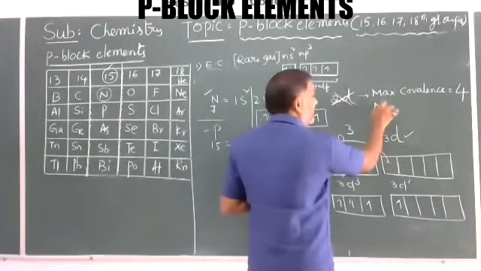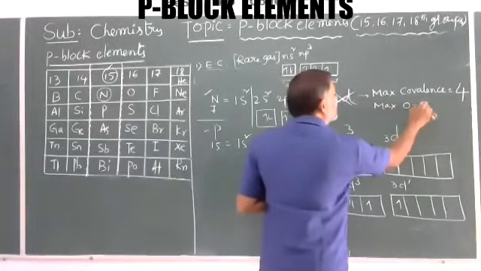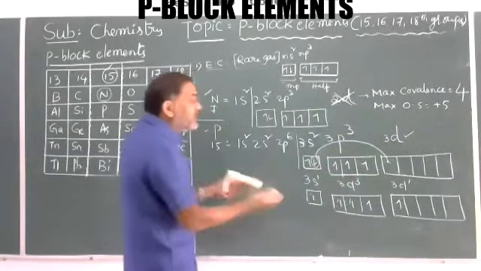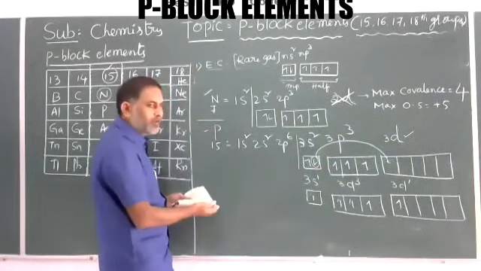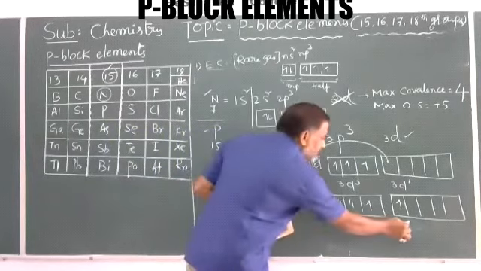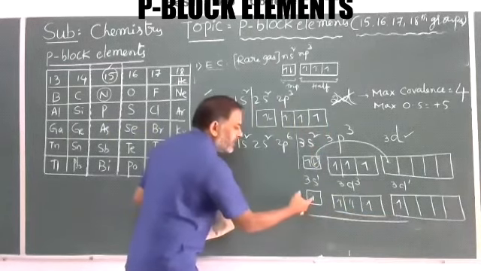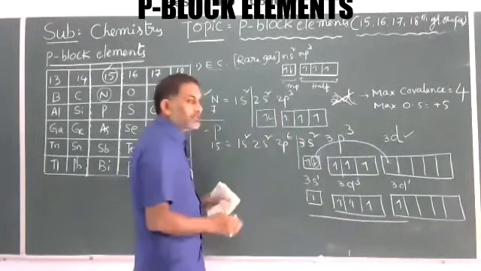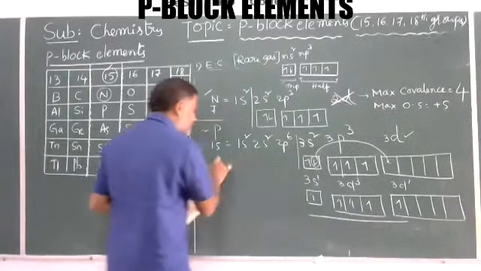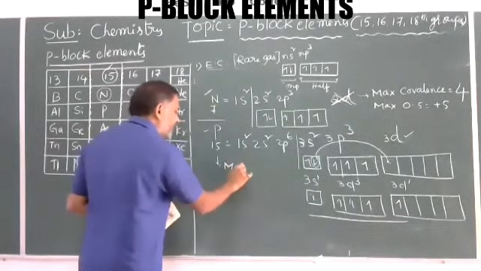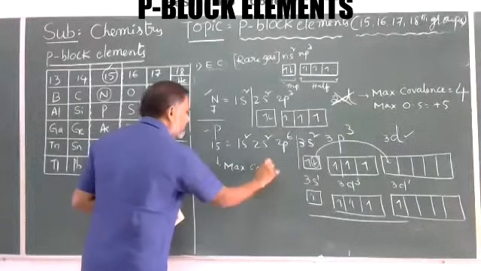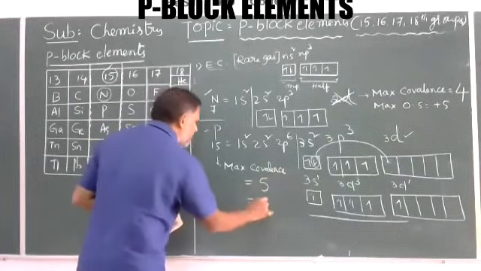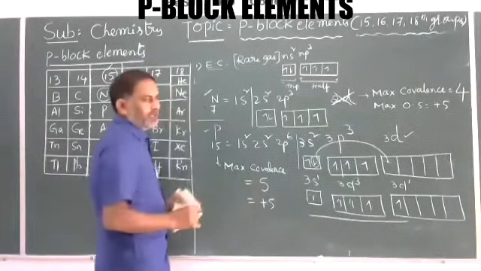But here the maximum oxidation state is +5 for nitrogen. Whereas in the case of phosphorus and other elements, the maximum covalency is 5 because all 5 valence electrons, 1, 2, 3, 4, 5, are involved. That's why the maximum covalency is equal to 5, and the oxidation state also exhibits a maximum of +5.